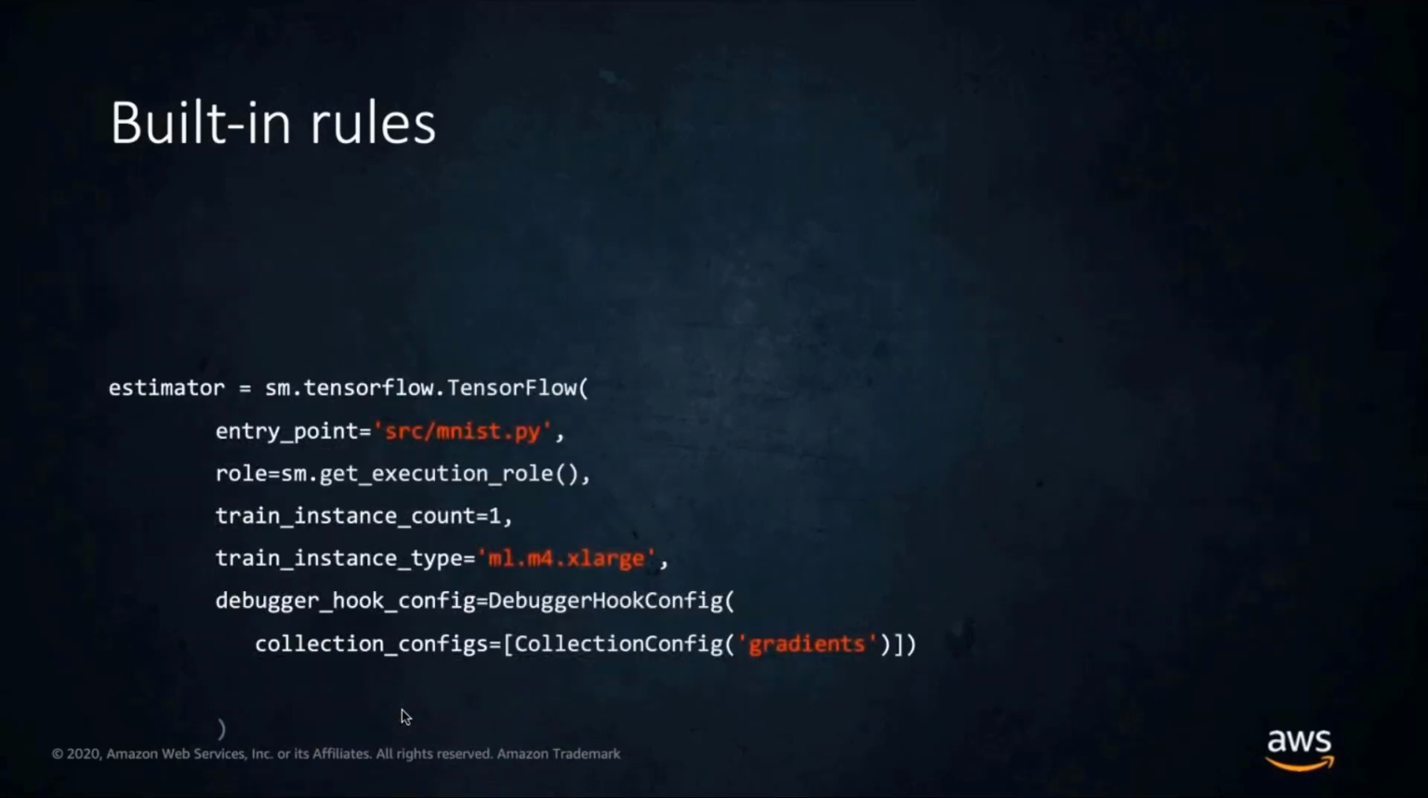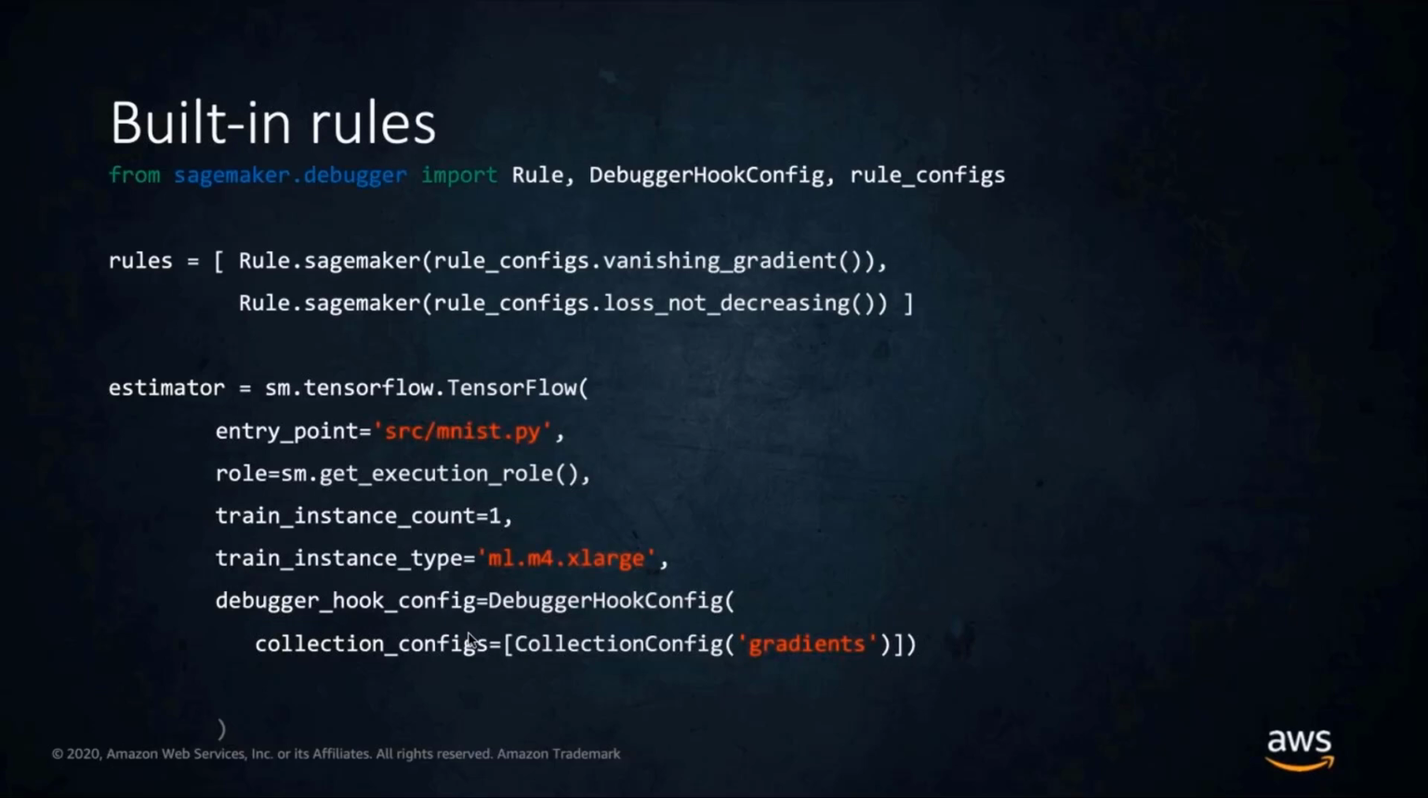So let's have a look at how we can run those rules. Going back to the estimator object, where we define this TensorFlow estimator, we have here the debugger hook configuration. In order to run the built-in rules, what you need to provide is a list of rules you want to have executed. We use here the SageMaker Python SDK. We use Rule and rule configs to get here the vanishing gradient and the loss-not-decreasing rule. And they are added to a list. And this list is now passed into the estimator object. So what will happen is, if you start the training, it will happen in the training container, and SageMaker will automatically spin up a rule container where the vanishing gradient and the loss-not-decreasing rule will be executed.